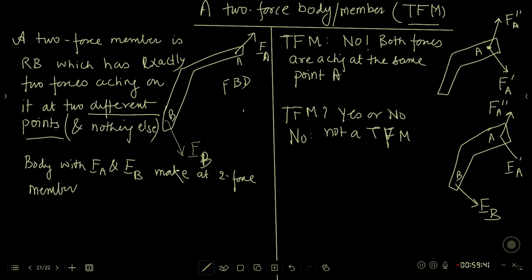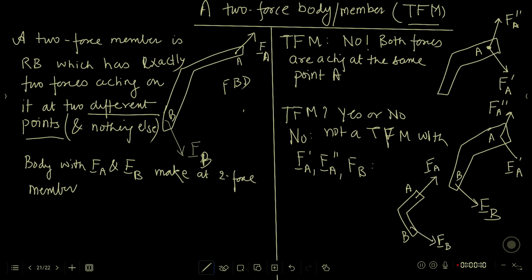But the moment you draw the FBD like this, where you have, in your mind, in your notes, in your computer program, replaced FA prime and FA double prime by a single force, the moment you replace the sum by a single force, it does become a TFM. So this is a two-force member. This is not. This is not.